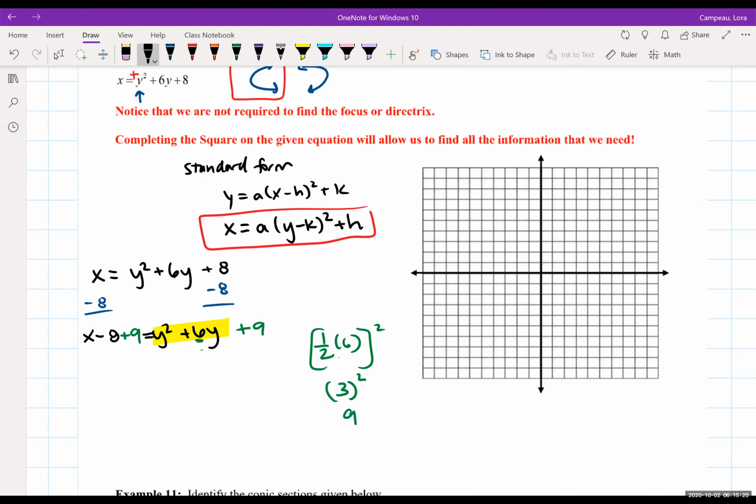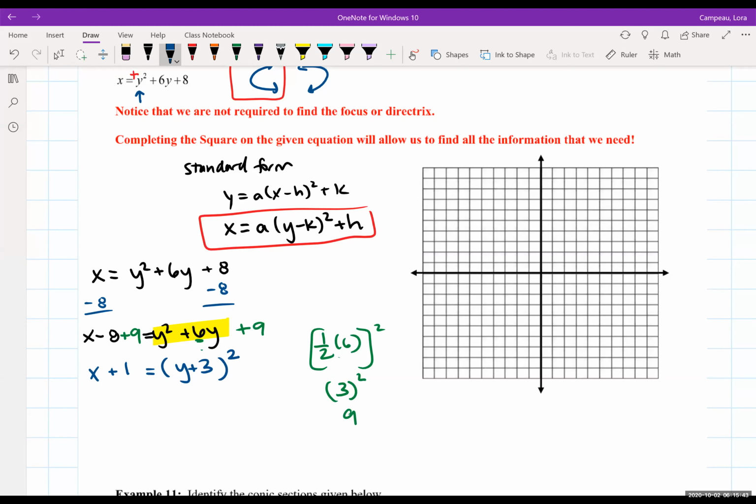Now that we have our perfect square trinomial, we can go straight into the factorization. We do know that when it factors, it will be the same term repeated twice, and it is y plus 3 squared. If you want to simplify the left-hand side, x minus 8 plus 9, so it was an x plus 1.